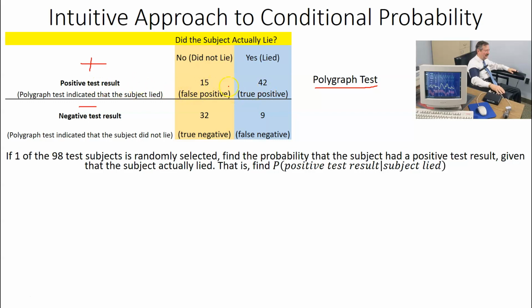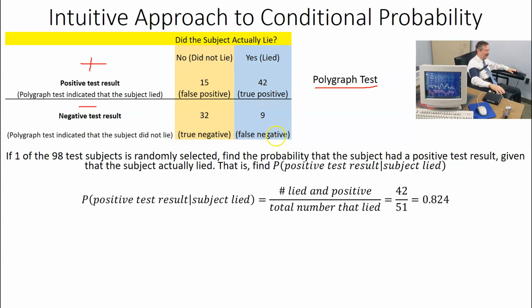True positive: the machine said they lied, and yes, they lied. So this column here is they did not actually lie. This column is they did actually lie. Okay, so we're going to look at some probabilities here. The probability of a positive test result given that the subject lied.